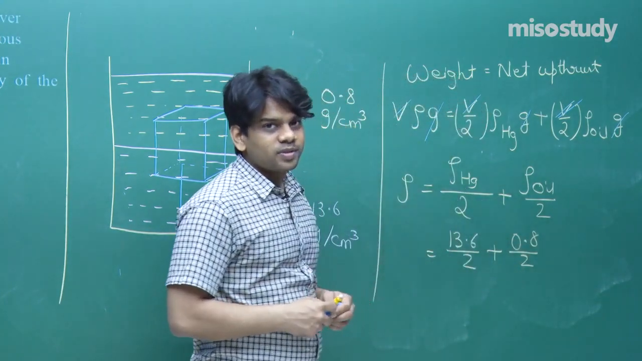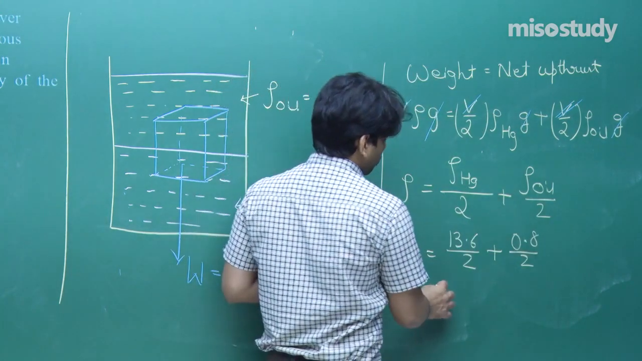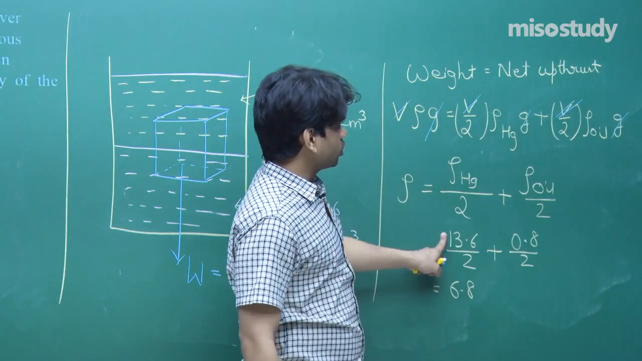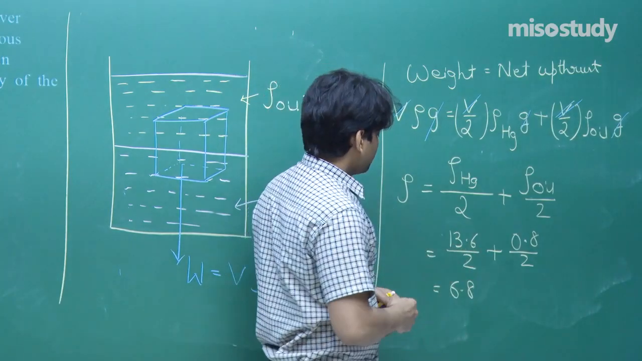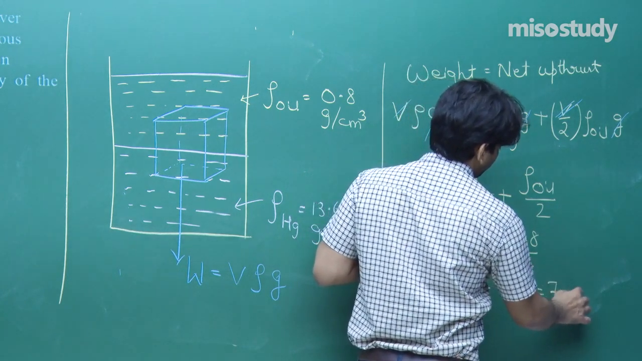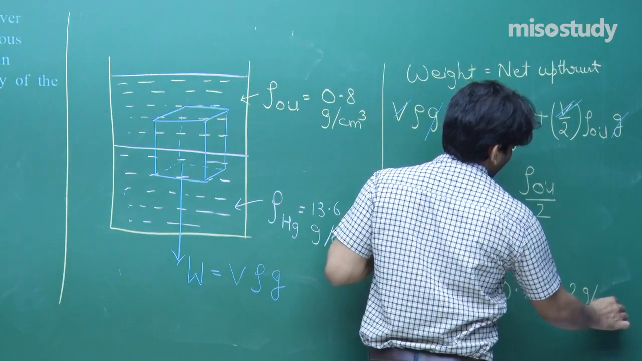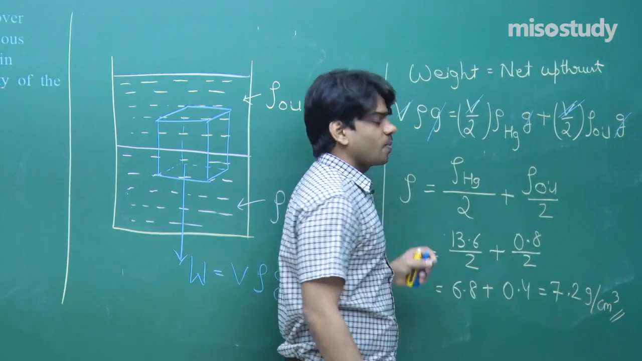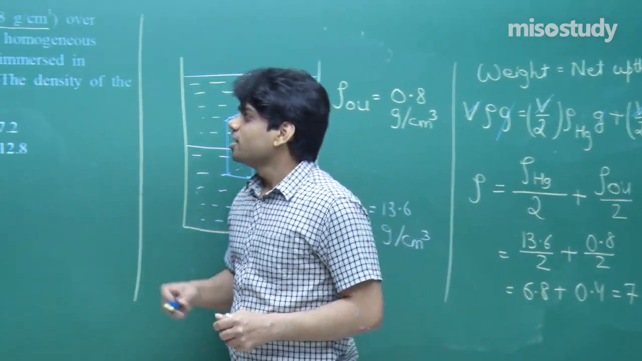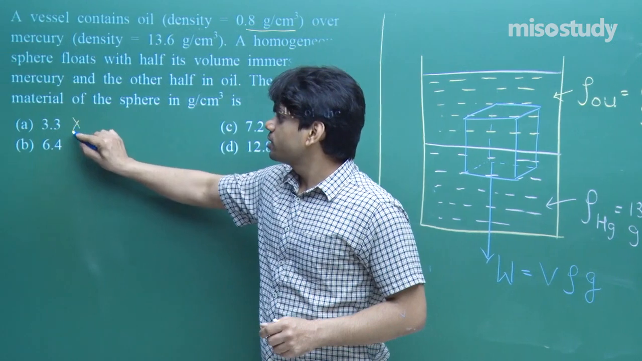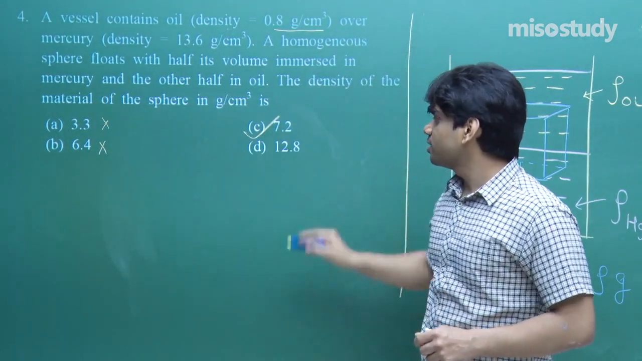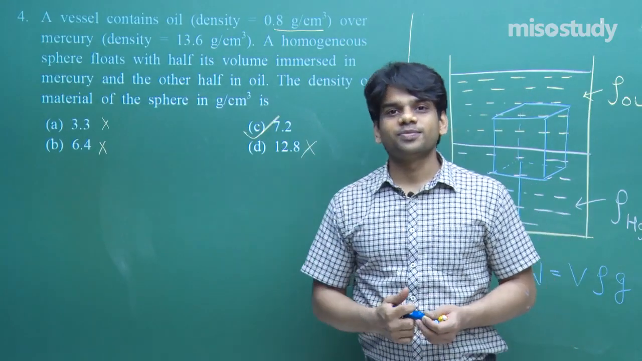13.6 divided by 2 will give you 6.8. That's quite clear. 2 into 6 is 12, 1 6 is 16, that will give you 0.8. 6.8 plus 0.4 will give you 7.2 gram per cubic centimeter. Clear to us, 7.2 gram per cubic centimeter is the density of the substance. So A, 3.3, is incorrect, B, 6.4, is incorrect, C, 7.2 gram per cubic centimeter, yes, that's the correct answer. D, 12.8, is incorrect.